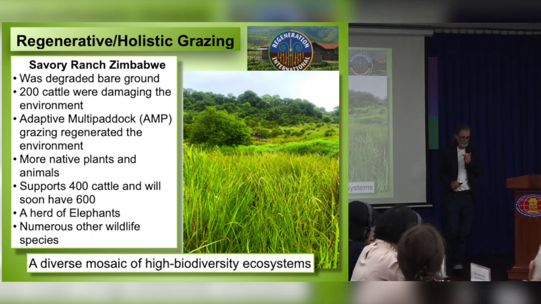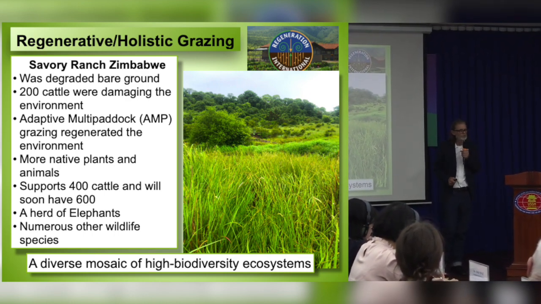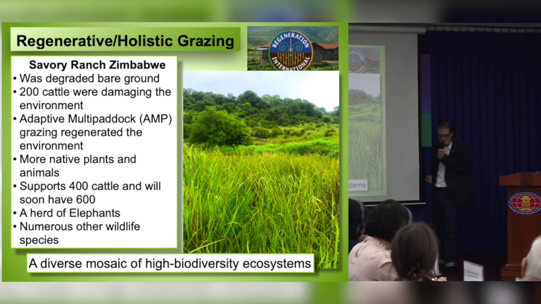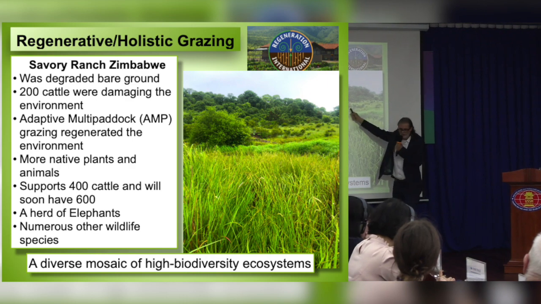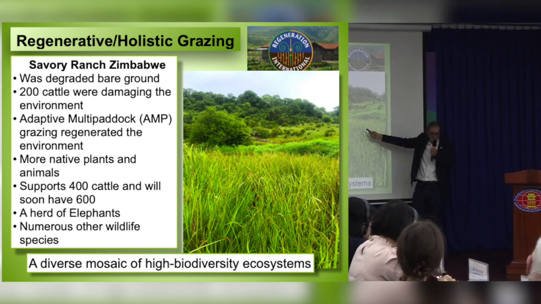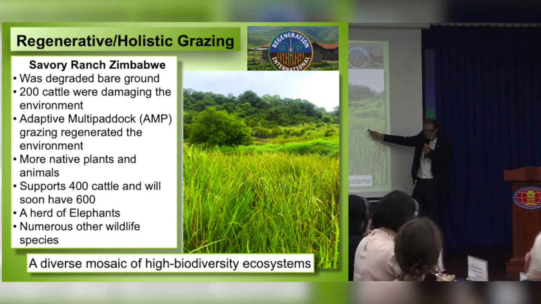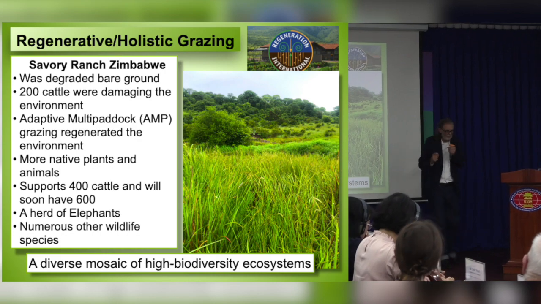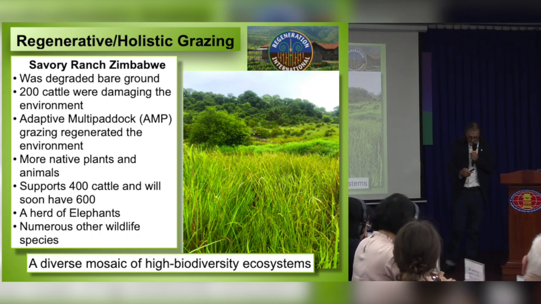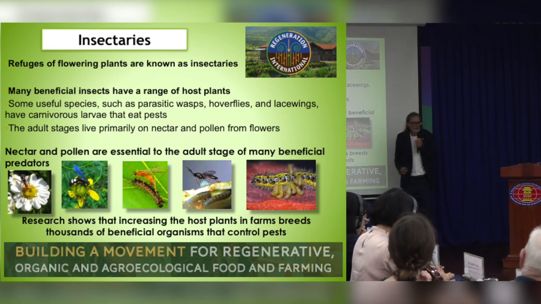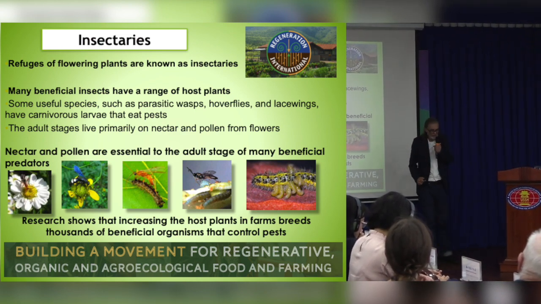200 was causing problems. Now 400 is not a problem. They're actually going to get 200 more and go up to 600. They actually have a herd of elephants. They have lots of, very importantly, native wildlife that can coexist. So we can regenerate these ecosystems by changing our management. It's management. The other one is how do we replace pesticides?